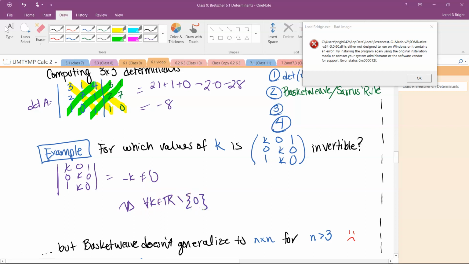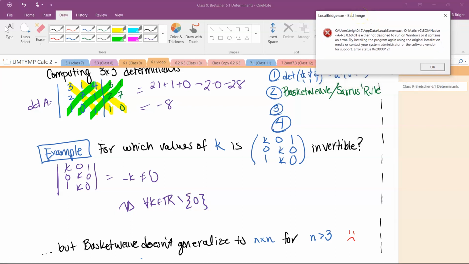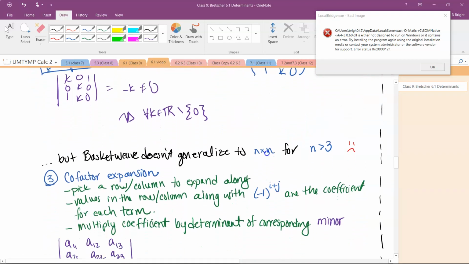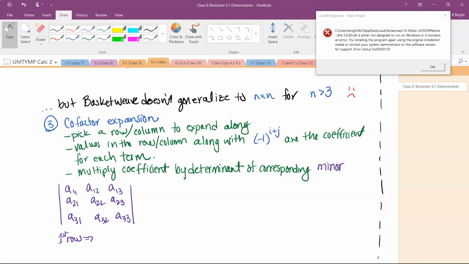Okay? So the only bad thing about basket weave is that it doesn't generalize to n by n for n greater than 3. It works for 3 and it works for 2, but not anything higher. Okay, so the third method that we're going to look at is cofactor expansion. Now this is the case that works in pretty much all other cases, and so here's kind of the process. You're going to pick a row or column to expand along. Really, the row that you want to pick is the one with the most zeros to make the calculation easier.